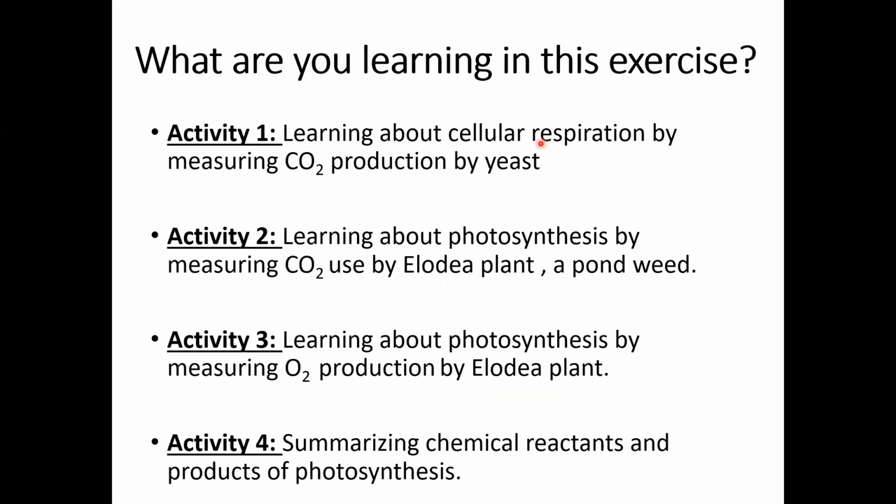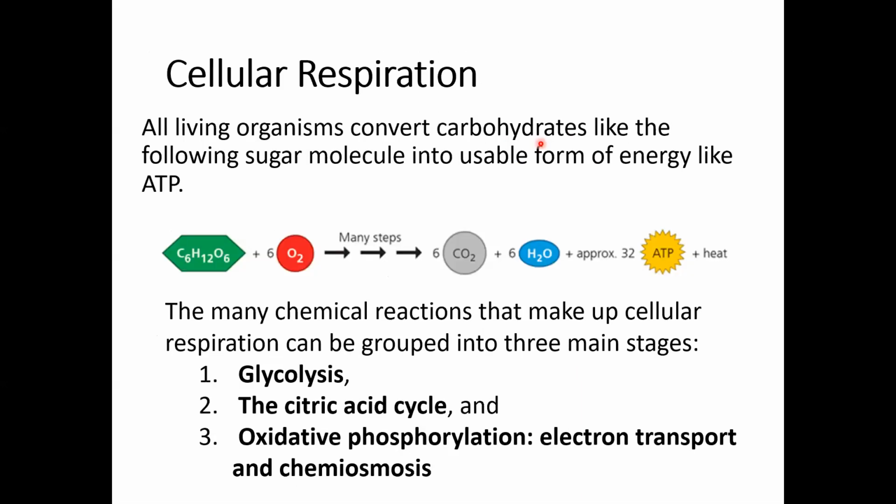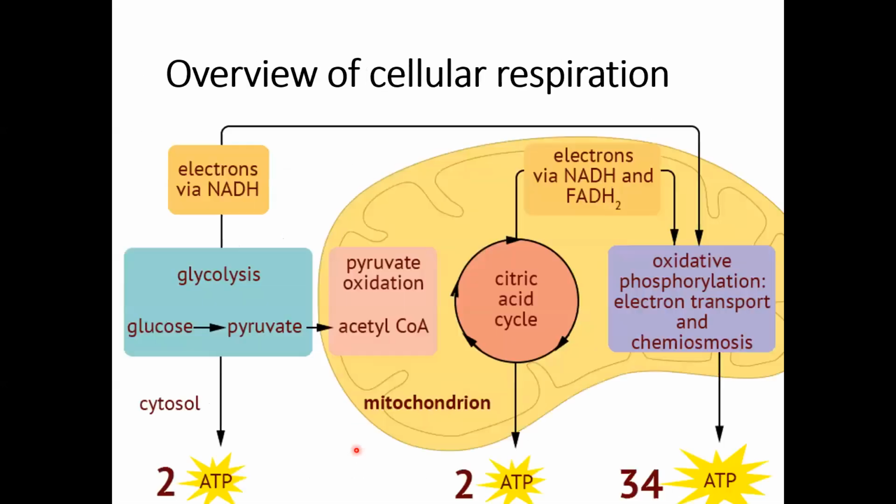Today we're only going to be discussing activity 1, where we will learn about cellular respiration by measuring CO2 production by yeast. All living organisms convert carbohydrates, glucose, into usable forms of energy, ATP. Essentially you start with glucose, oxygen, a lot of steps occur, and you end up with carbon dioxide, water, a lot of ATP and heat. These many steps or chemical reactions that make up cellular respiration can be grouped into 3 main stages: glycolysis, the citric acid cycle, and oxidative phosphorylation.